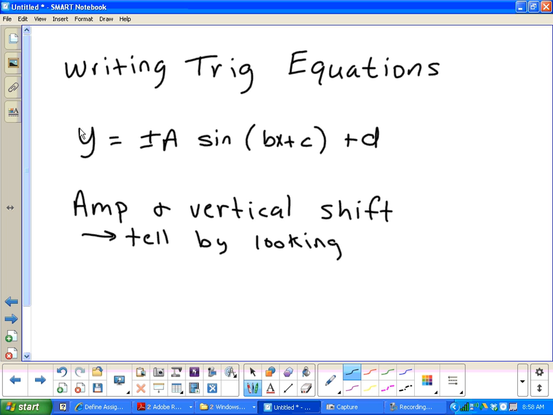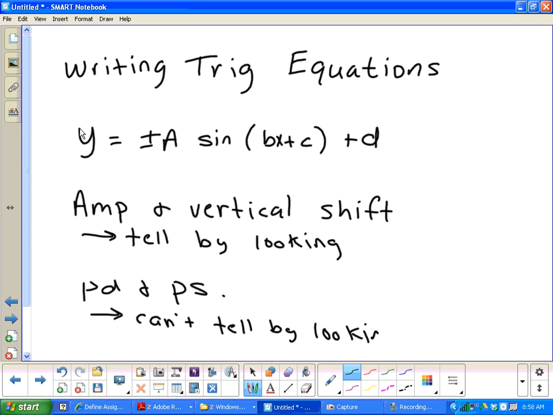The phase shift. Okay? So the period, and we'll say PS the phase shift. So period and phase shift, I'm just going to say here that we can't tell just by looking. Sometimes we can, okay, but for the most part, we can't just look at it and tell what the phase shift is or what the period is, because we have to do some calculations on that number.